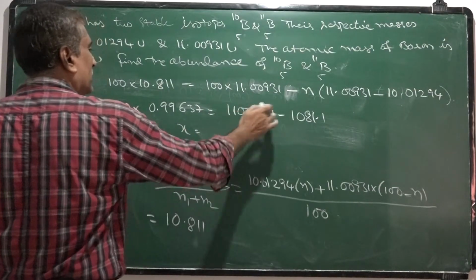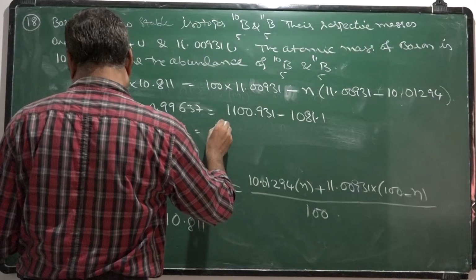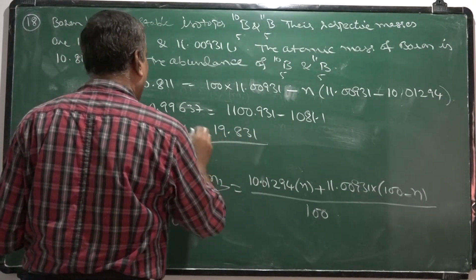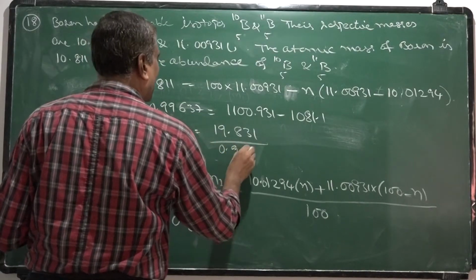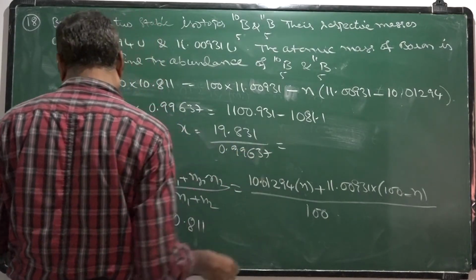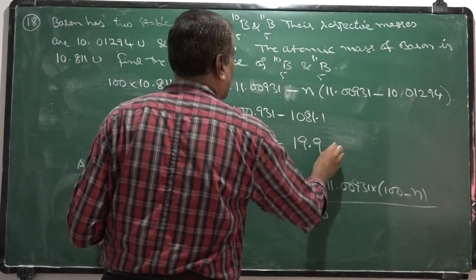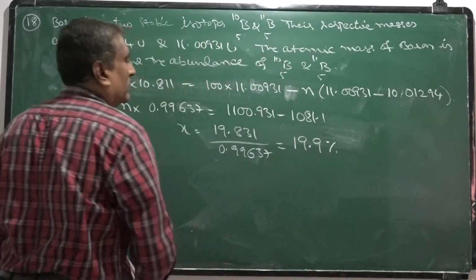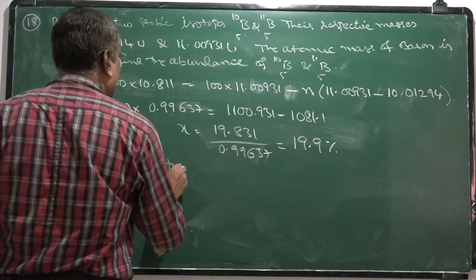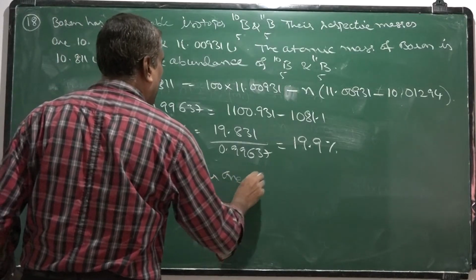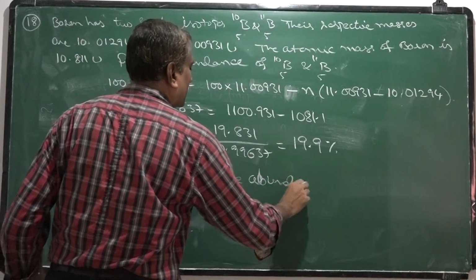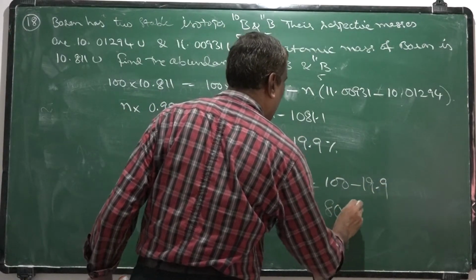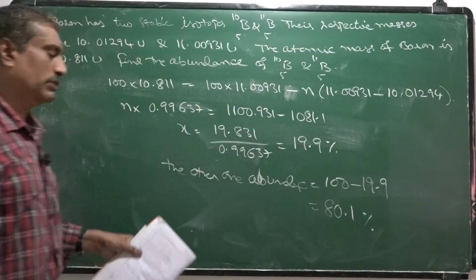So N equal to 19.831 by 0.99637, and that we get as 19.9%. If the abundance of one isotope is 19.91 and the other one abundance is 100 minus 19.9, that is 80.1. So the abundances are these two.